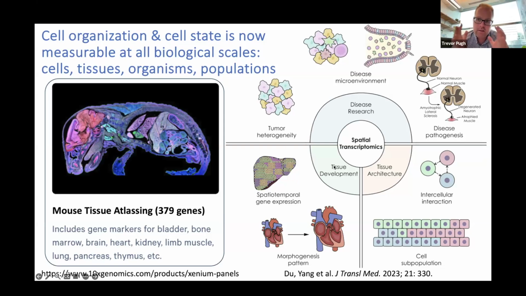Tissue development: how do cells change over time within a tissue? In the cancer world, what is the heterogeneity within a tumor or the microenvironment? How's the immune system combating cancer? And tissue architecture: what are the interactions between cells? Are these cancer cells versus immune cells? Are there suppressive programs? Are there activating programs? So really the same questions that you would ask in a non-spatial context, now being able to be asked when you have spatial information as well.